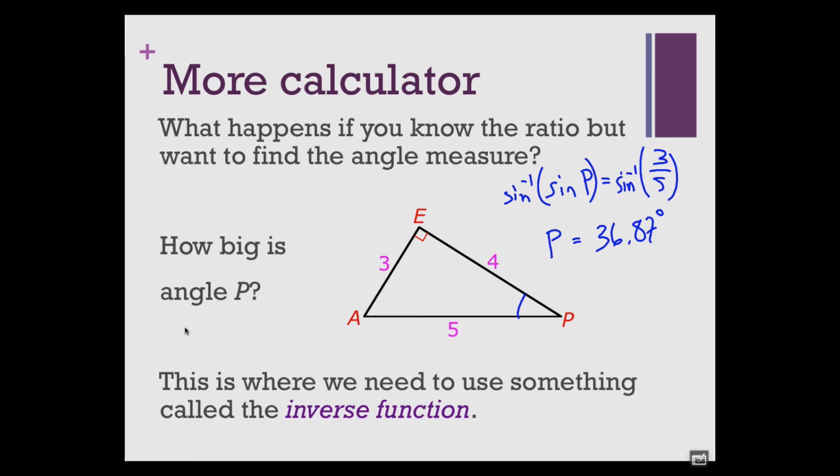Okay, now this is where I'm going to violate my previous rule about not using approximate information. We're going to cheat a little bit here and find angle A. What's the easiest way now to find angle A? 90 minus this mess. So on your calculator, just do 90 minus the answer and find out that angle A is 53.13.